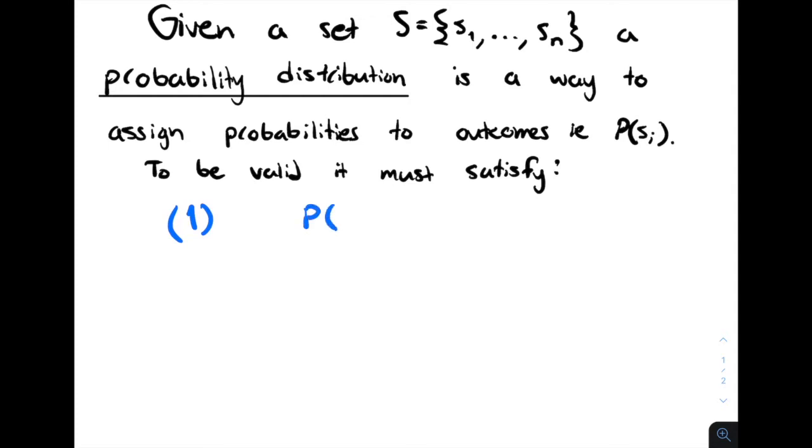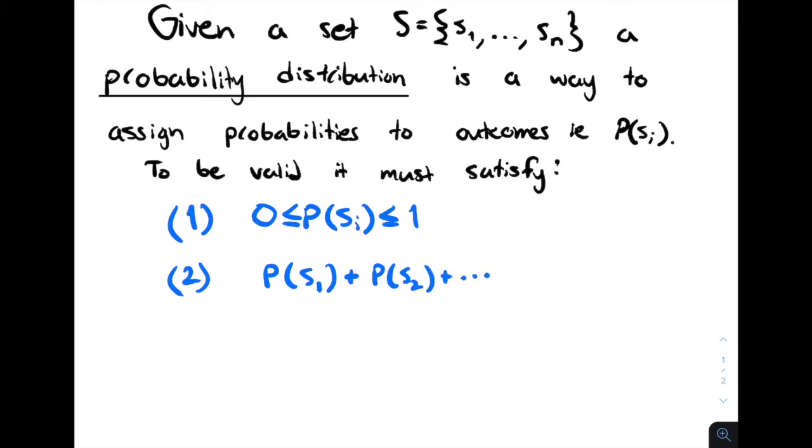It must be true that every assigned probability is less than or equal to 1 and greater than or equal to 0. It must be true that if we sum up the probabilities of all possible outcomes, the sum is equal to 1.